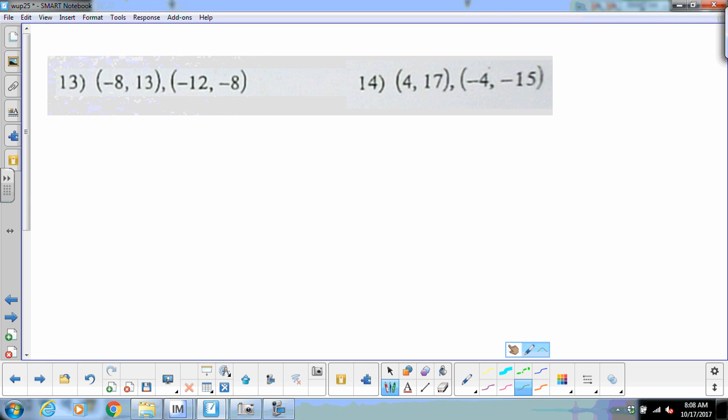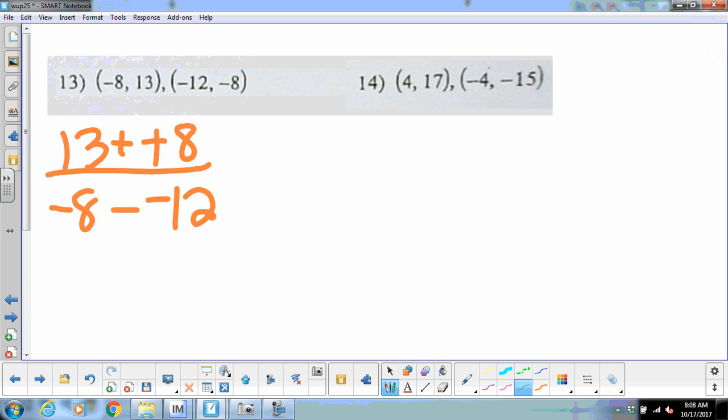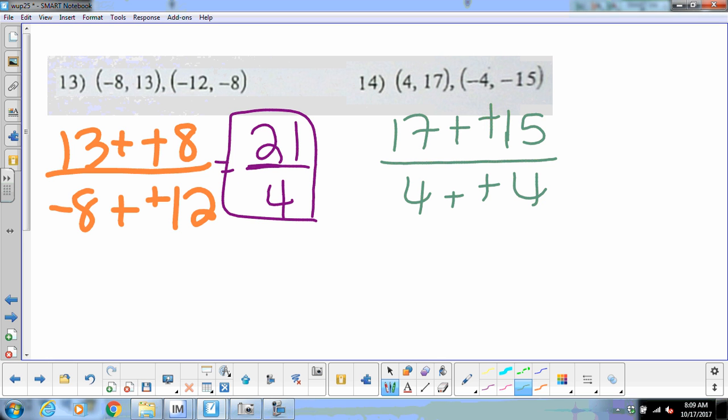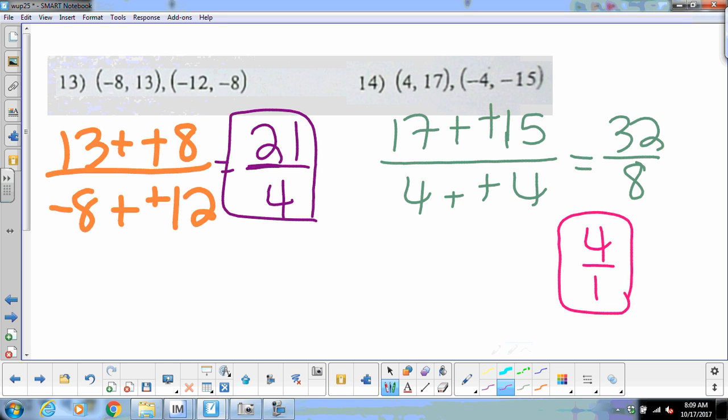So y minus y, so 13 minus negative 8, over x minus x. Change your negatives. So that gives me 21 over 4. And neither one of those can be reduced, so it just stays 21 over 4. For number 14, it'd be 17 minus negative 15 and 4 minus negative 4, which is going to give me 32 over 8. And 32 over 8 does reduce down to 4. And as a slope, I want that as 4 over 1.